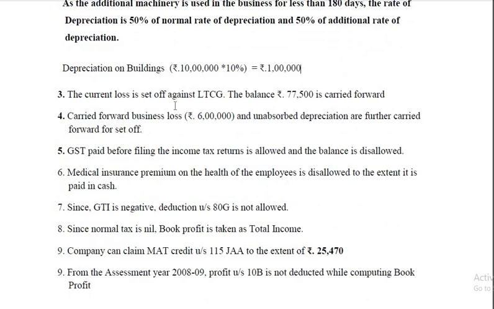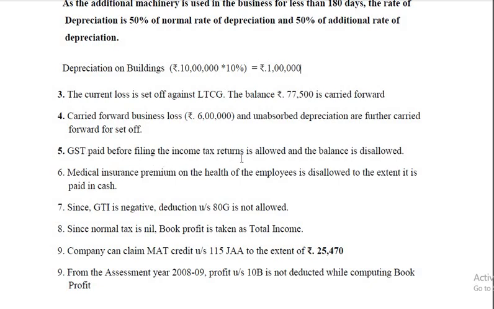When current loss is set off against long-term capital gain, still 77,500 is there to be set off, which cannot be done. Therefore, it is carried forward to next year or subsequent years. And carried forward business loss of earlier years 6 lakh and unabsorbed depreciation are further carried forward for set off in the next year or subsequent years. So it cannot be set off this year, so it is carried forward. It can be set off for 8 years, 8 assessment years.